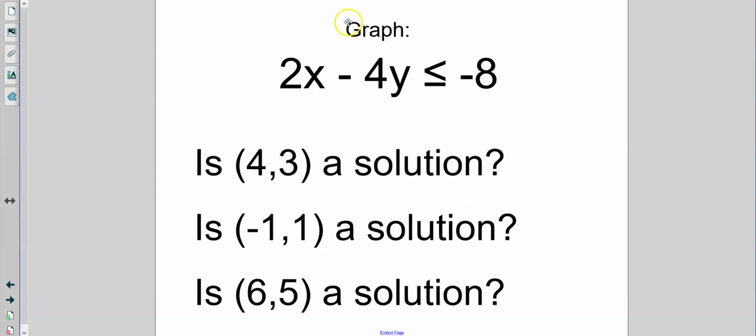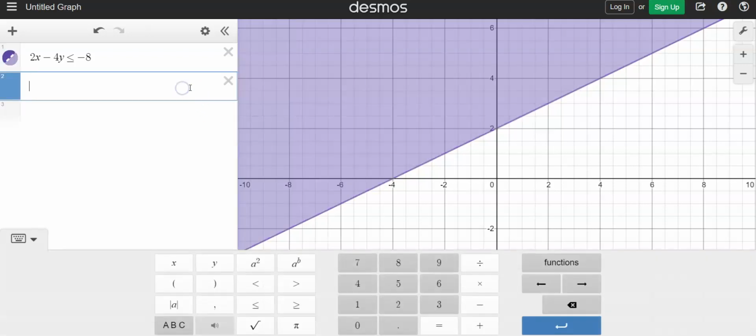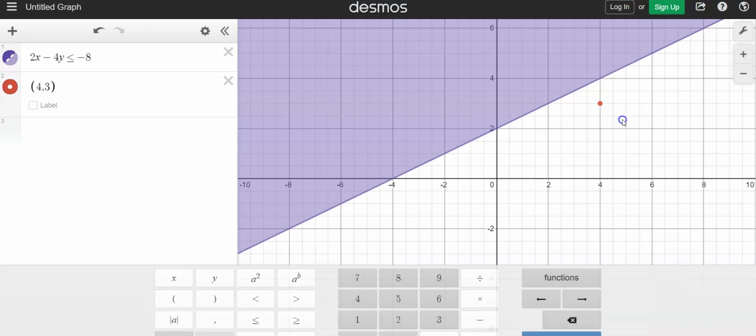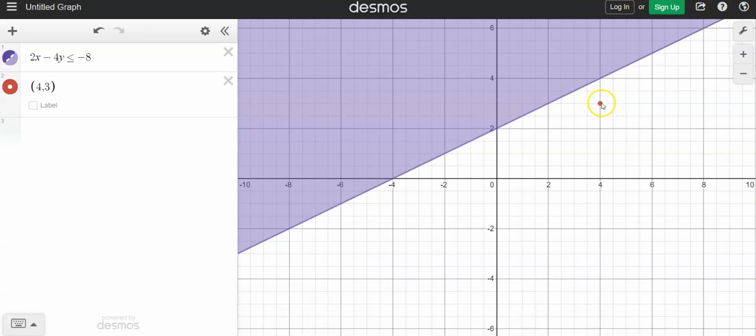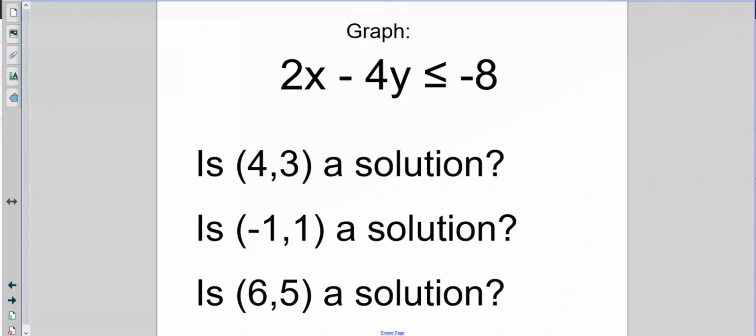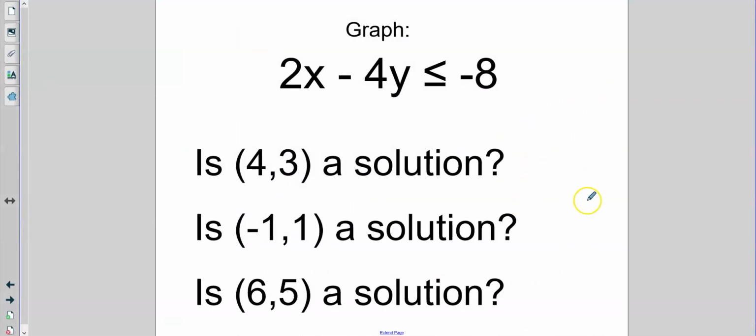So we've got our graph. We can recognize it. Now we have 4, 3. Is that a solution? So I'm going to go here. I'm going to type in 4, 3. Is this point a solution? Answer in your head to yourself. No, it's in the white space. It is not a solution. It's not in the shaded area. So for that point, we would say no.